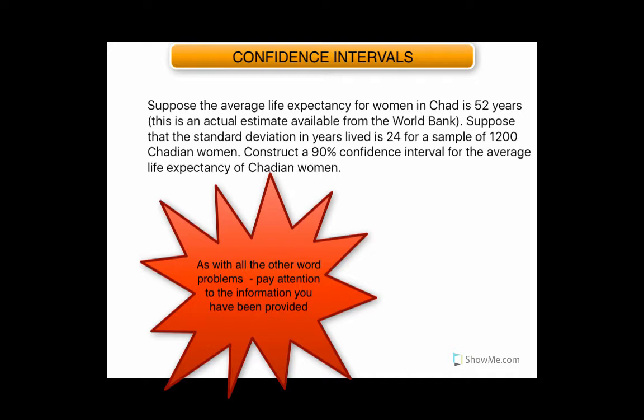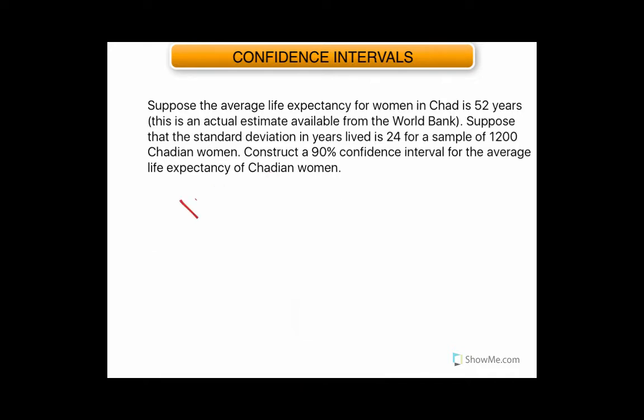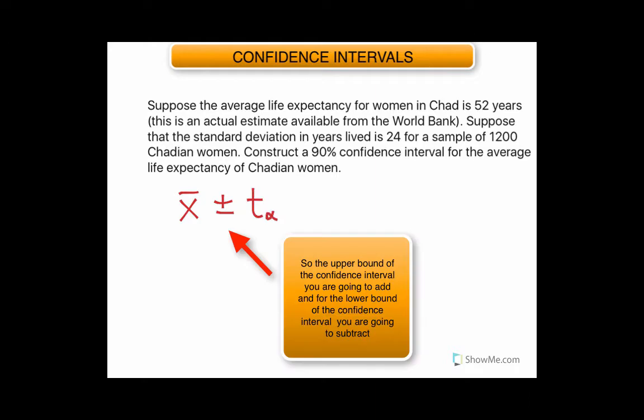So, if you recall, to calculate the upper and lower bounds for a confidence interval, you start with your point estimate, x bar, and for the upper bound you add, for the lower bound you subtract the margin of error. And that margin of error is your critical value times standard error.